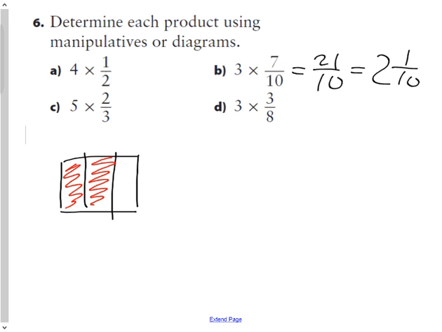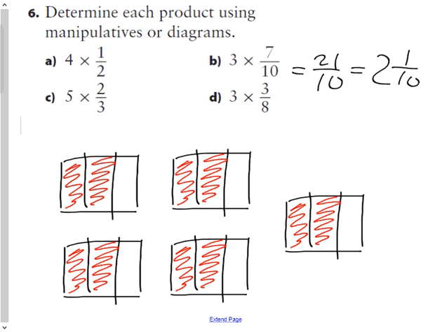So for question C, we have 2/3, and it says 5 groups of 2/3. So if I multiply it by 5, I'd have 5 groups of 2/3. How many thirds do I have in total here, Dawson? There's 1, 2. How many thirds do I have? There's 5: 1, 2, 3, 4, 5 of them. 6, 7, 8, 9, 10 thirds. So my answer is 10 thirds as an improper fraction.